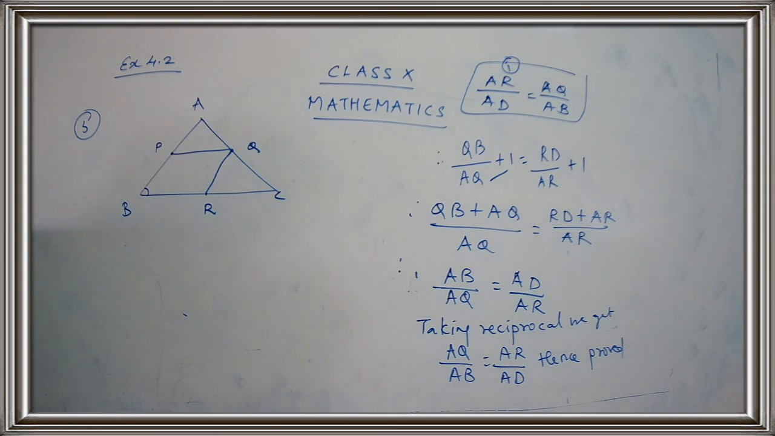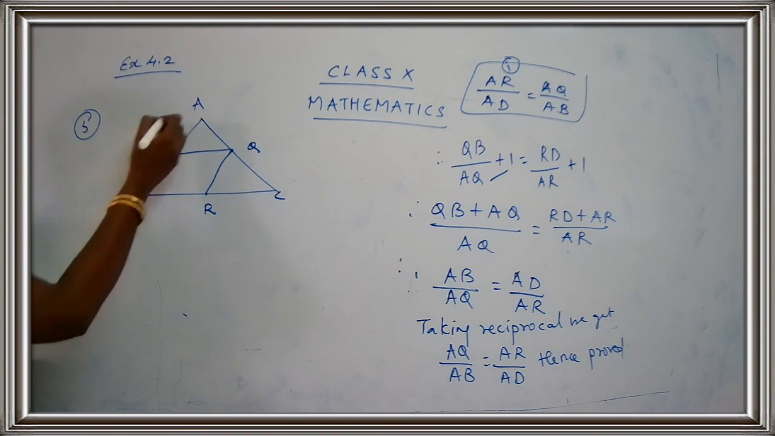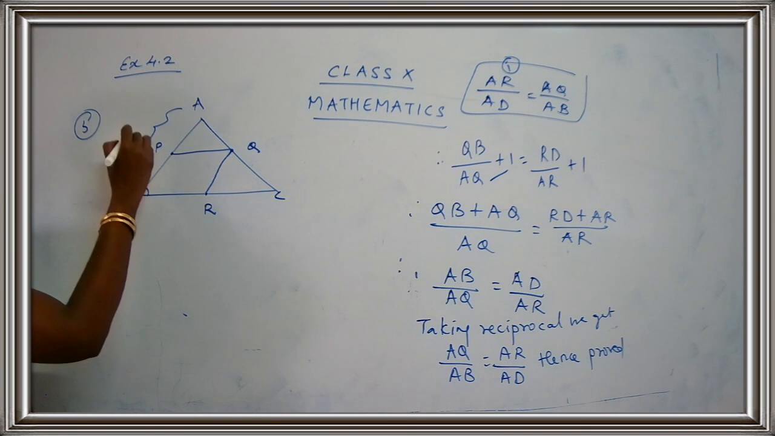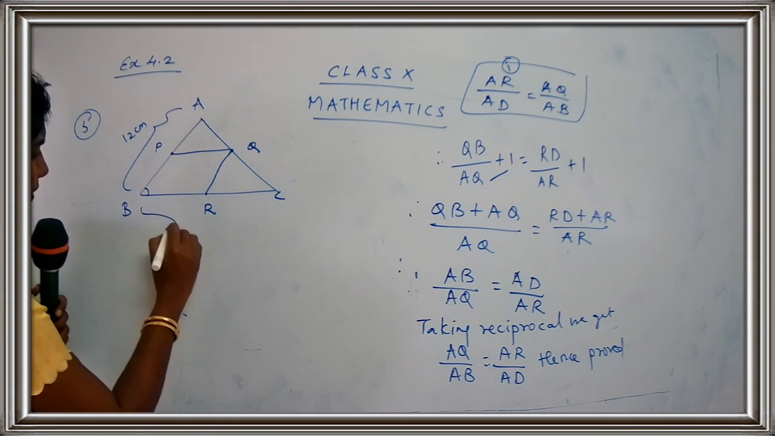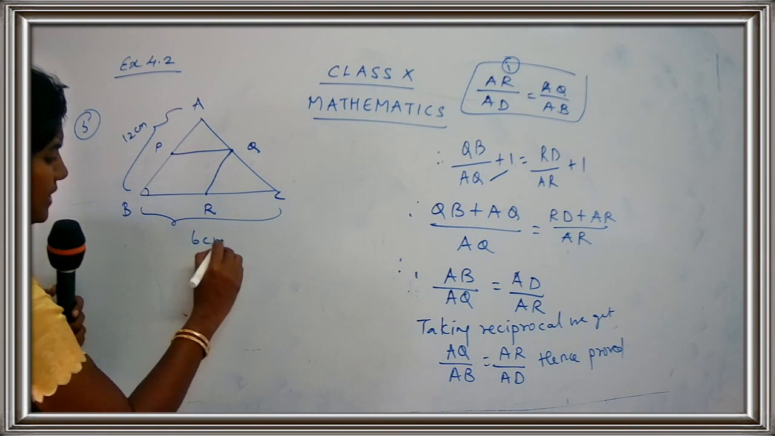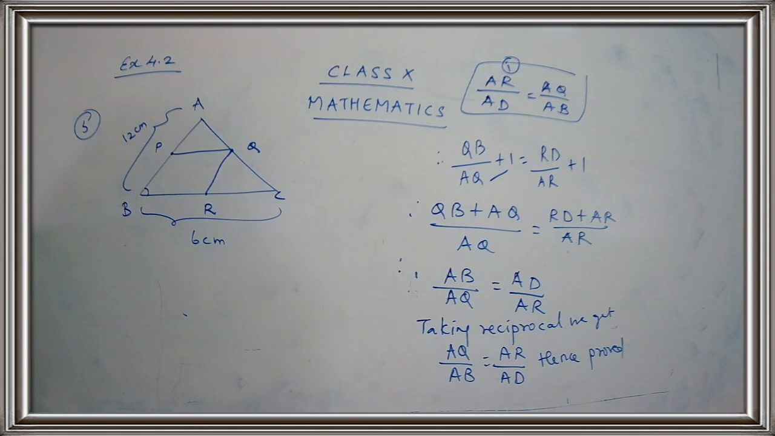They have given some measurements. Let's fill in the measurements. AB is 12 centimeters. So the whole part, this AB is 12 centimeters. Okay, then BC is 6 centimeters. The whole measurement from B to C is 6 centimeters.